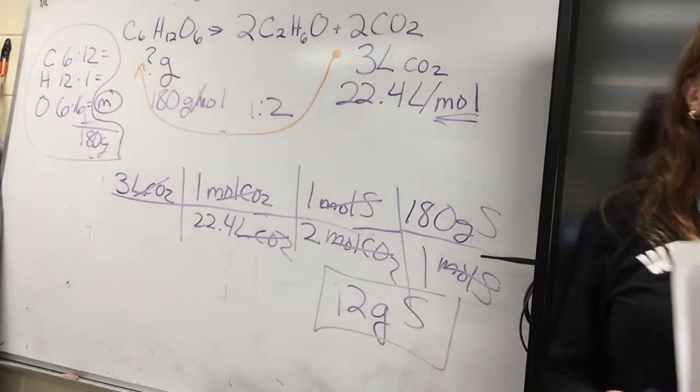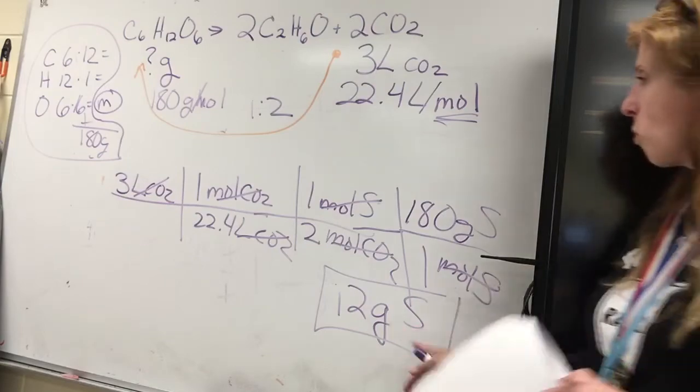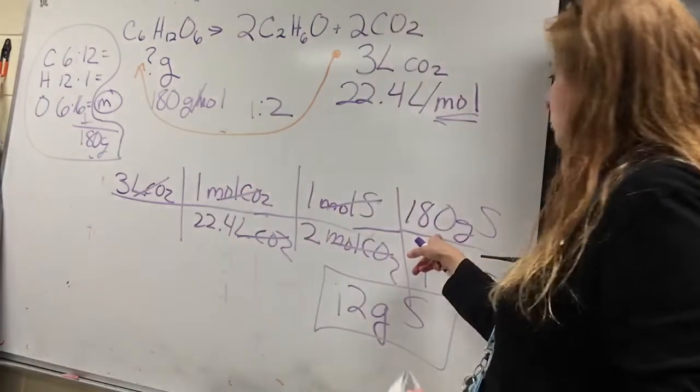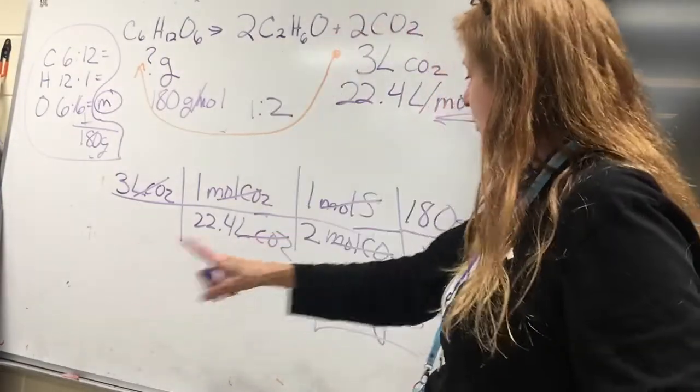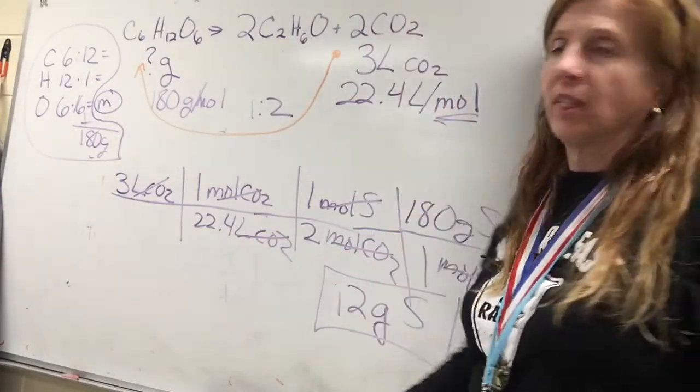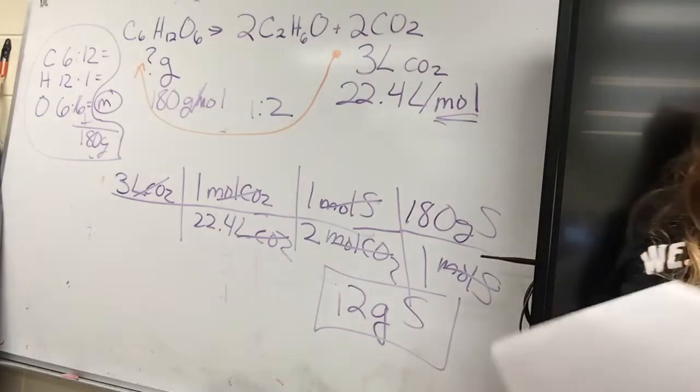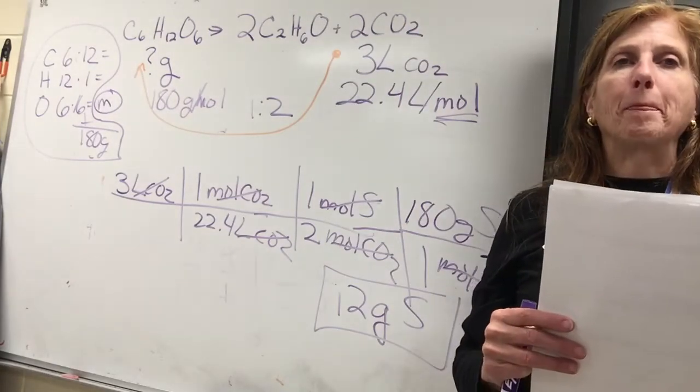All right, any questions so far? I did not get 12. 3 times 180, enter. Divided by 22.4, enter. Divided by 2, enter. I'm pretty sure what you're doing is adding them all up and then dividing by the sum.